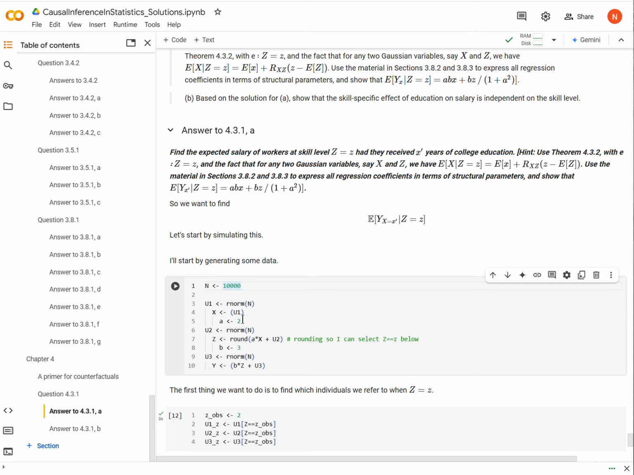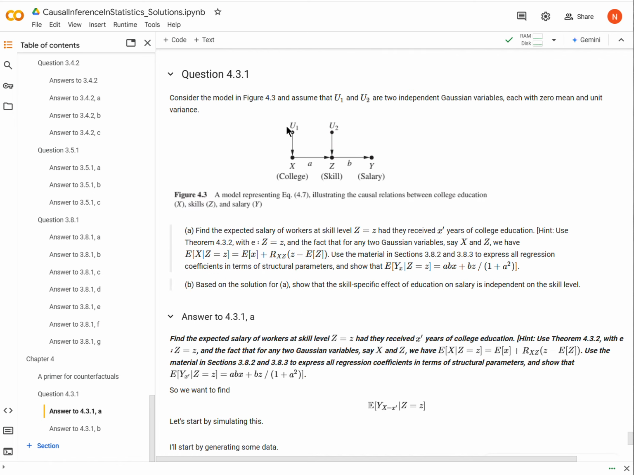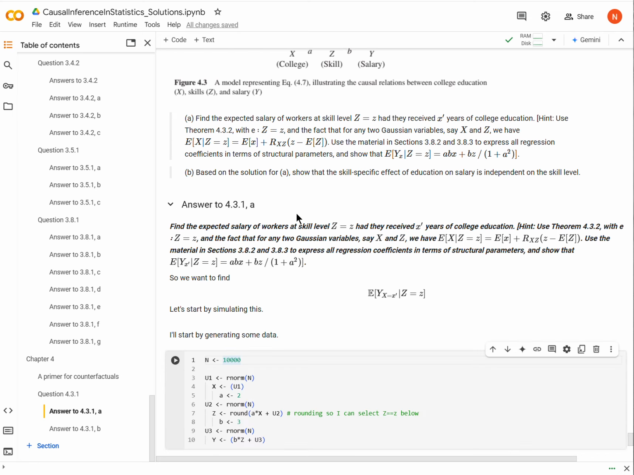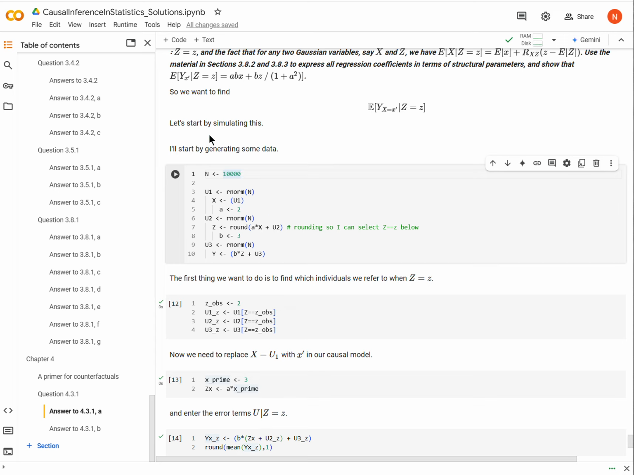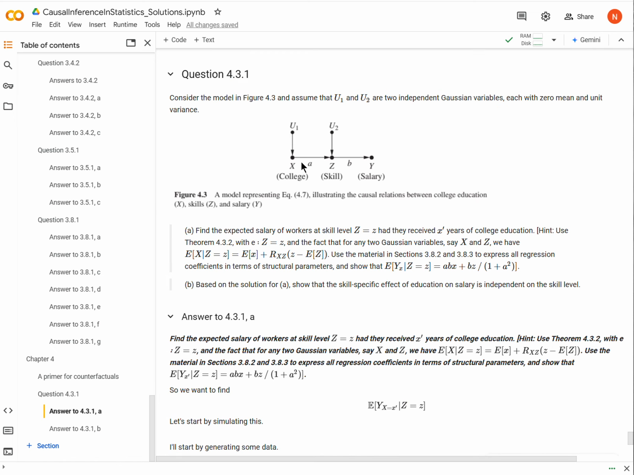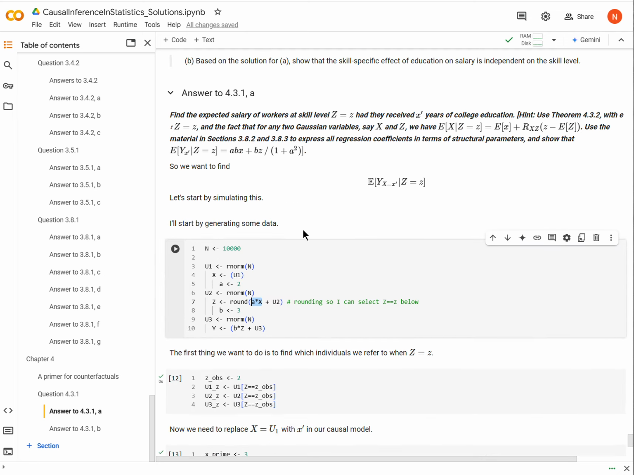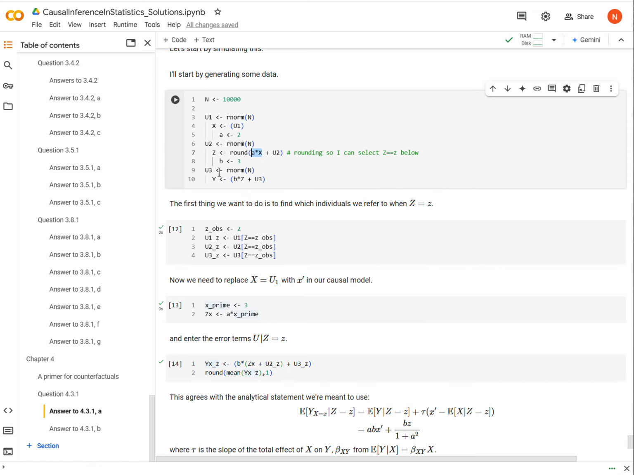So I'm just going to recreate the DAG. I have U1, U2, U3. U1, U2, U3 isn't shown on the DAG, but I'm adding it. Even if it's not supposed to be there, you kind of need it for the sake of the simulation to make it run without off-putting warnings. Now notice that X is just a function of U1, Z is a function of U2 as well as X, a times X. So a X plus U2 equals Z. And then Y is just b times Z plus U3. So we're going to run that.